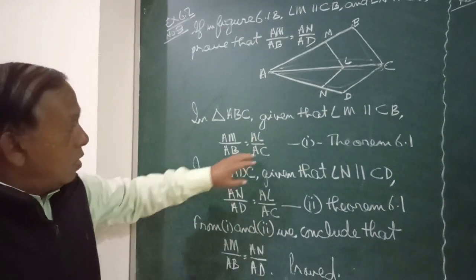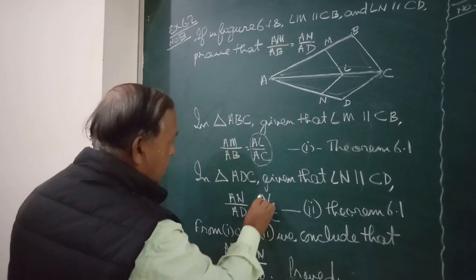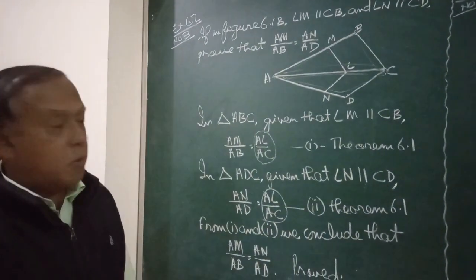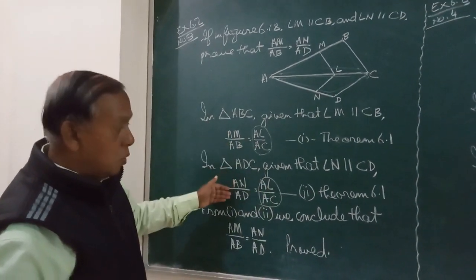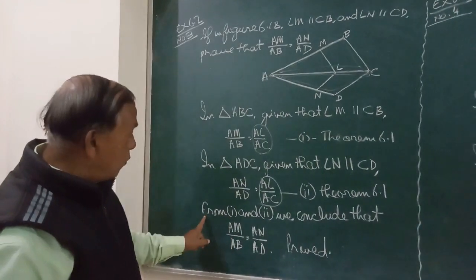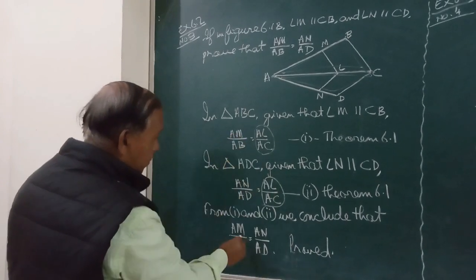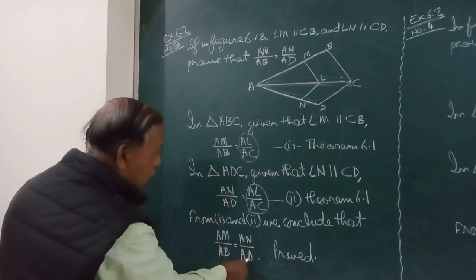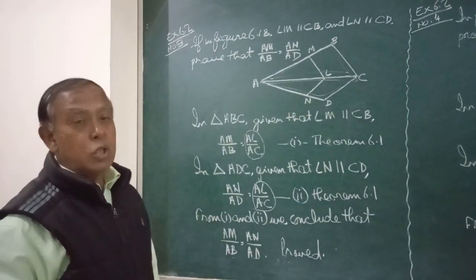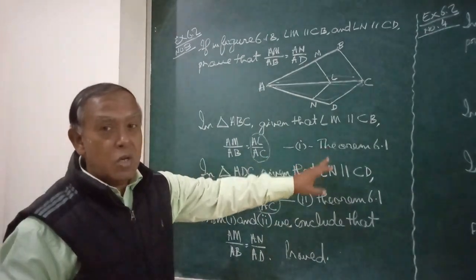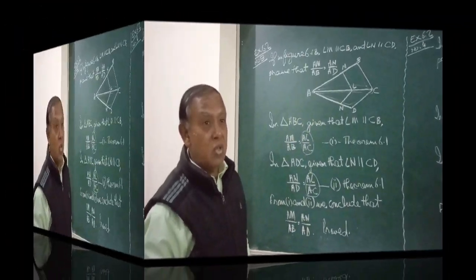Now look at this. First and second, what do we have? You notice these two are common. AL upon AC, AL upon AC. If these two are common, then these two also must be equal, and that is what we say. Therefore, from 1 and 2, we conclude that AM upon AB is equal to AN upon AD, proved. So you go step by step and it's easy to prove. We are making use of Theorem 6.1. If the lines are parallel, then the sides are in the same ratio.